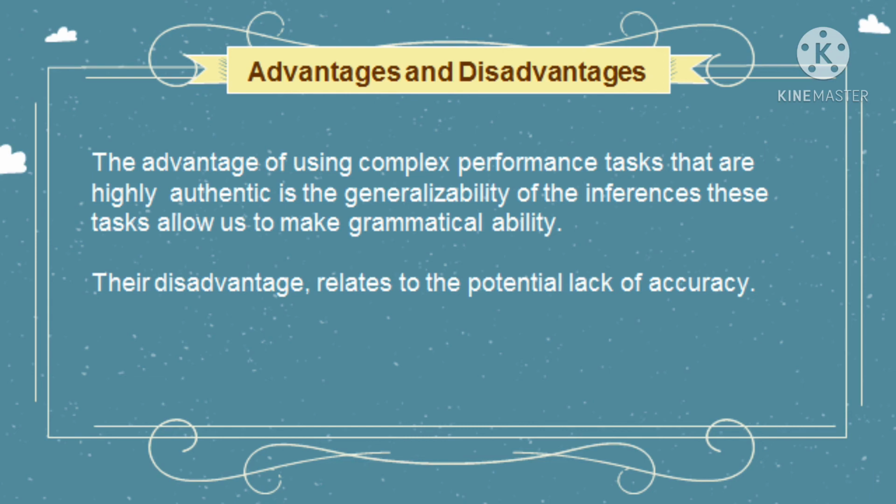The disadvantage, however, relates to the potential lack of accuracy with which we are able to infer what test takers know about specific grammatical knowledge, and this mistake is often made, either intentionally or unintentionally, by the raters of such tasks. Furthermore, it is susceptible to unfairness, subjectivity, lack of objectivity, reliability, and validity if not properly guided by well-defined criteria or rubrics.